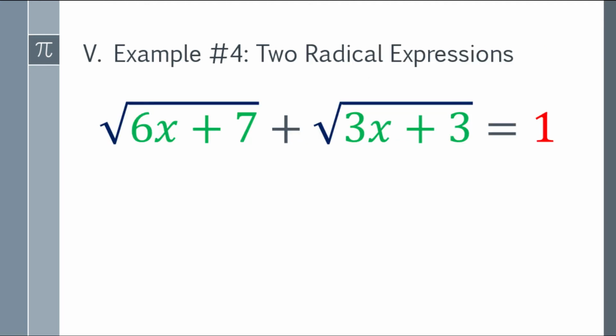Alright, so let's move on to the next example. What if we have two radical expressions dun sa equation? So we have the square root of 6x plus 7, plus mo daw siya sa square root of the quantity 3x plus 3, at i-equal natin siya sa 1.